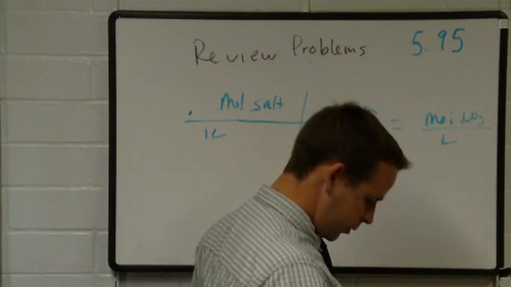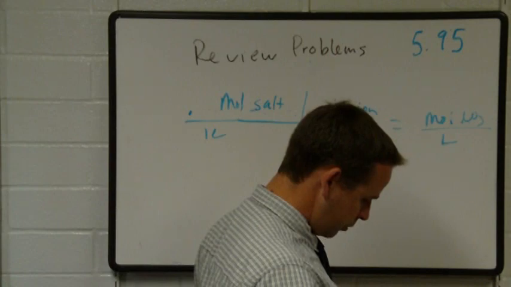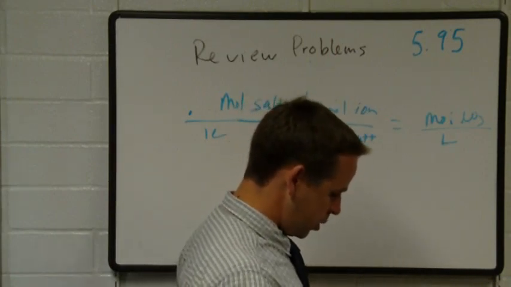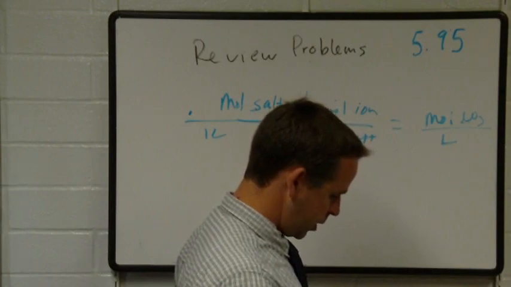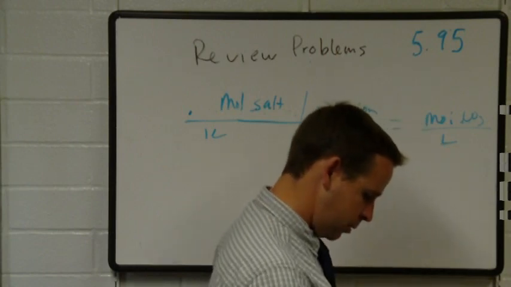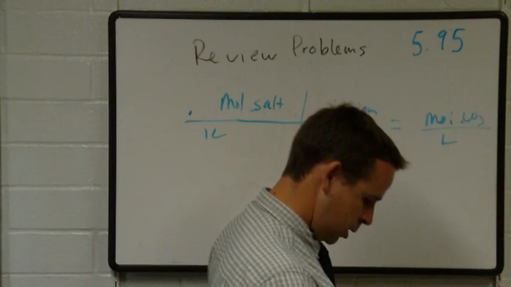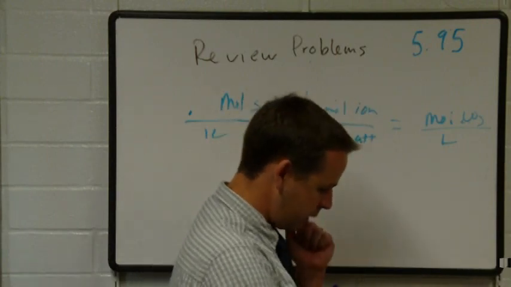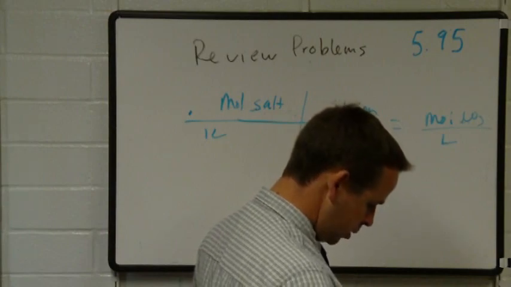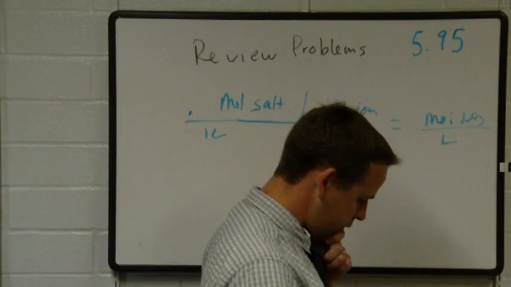0.16 molar sodium phosphate. Well, 0.16 times 3, right, because there's 3 moles of sodium for every mole of sodium phosphate. So it's 0.48 molar sodium and then 0.16 molar phosphate. D, aluminum sulfate, 0.075. 0.075 times 2 is 0.15, and that's the molarity of aluminum. 0.075 times 3 is 0.225, and that's the molarity of the sulfate.